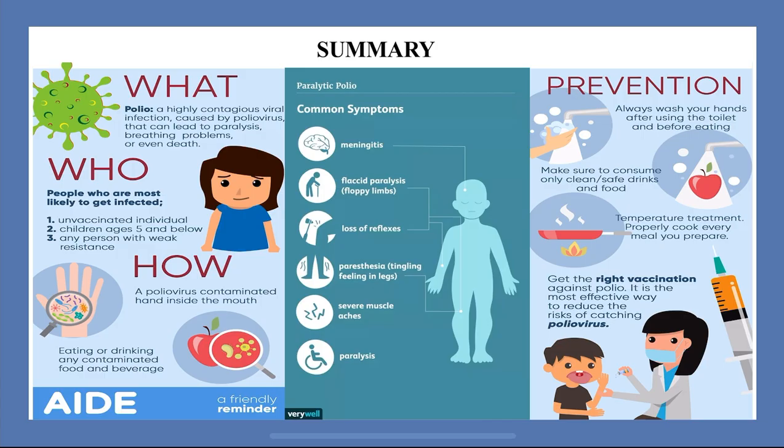So what does the patient present with? Mild flaccid paralysis, acute flaccid paralysis, meningitis, stiffness of the neck and the back, loss of reflexes. Deep tendon reflex loss is seen prior to the onset of paralysis, and there is paresthesia, muscle ache, muscle pain, paralysis.